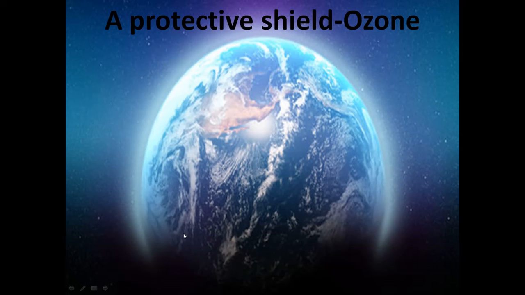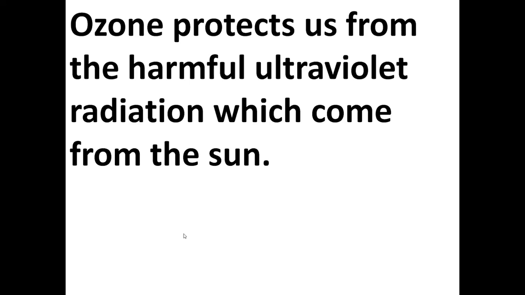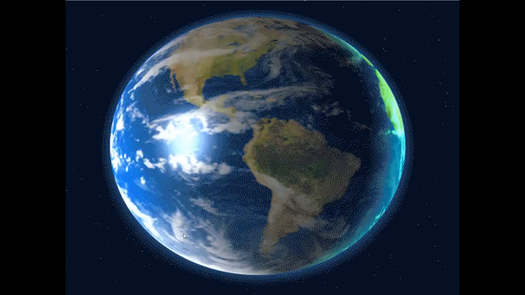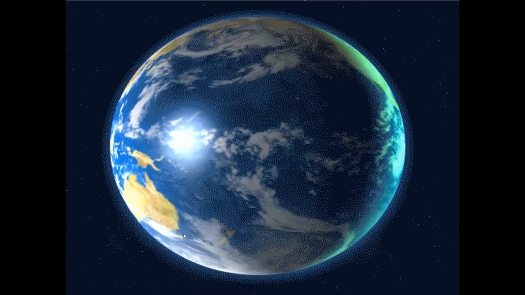Dear students, now let us learn about a protective shield, ozone. Here, ozone, which type of change is it? Ozone is related to which type of change? Let us discuss it now. We all know that ozone is a protective shield. You must have heard of the ozone layer in our atmosphere. It protects us from harmful ultraviolet radiations that come from the sun. We all know that ozone absorbs the radiations and breaks down to oxygen.